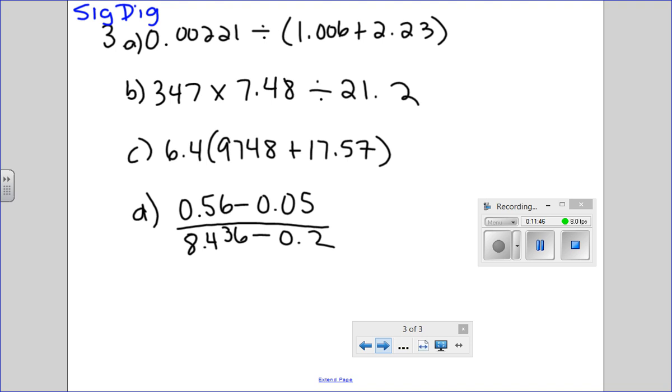It's more than one type. In these examples, we will be following the rules for multiplying and dividing. Even though there's some adding and subtracting going on, we're going to follow those rules, so we're going to count significant digits.